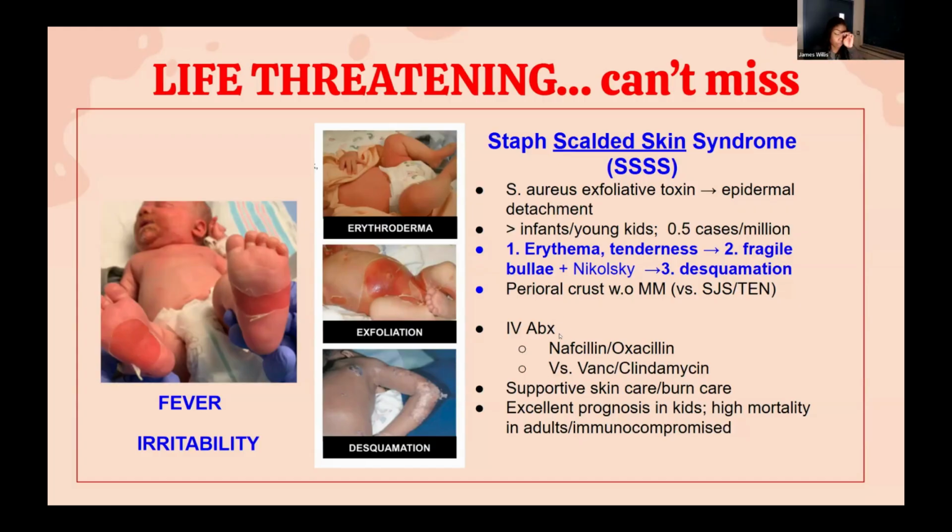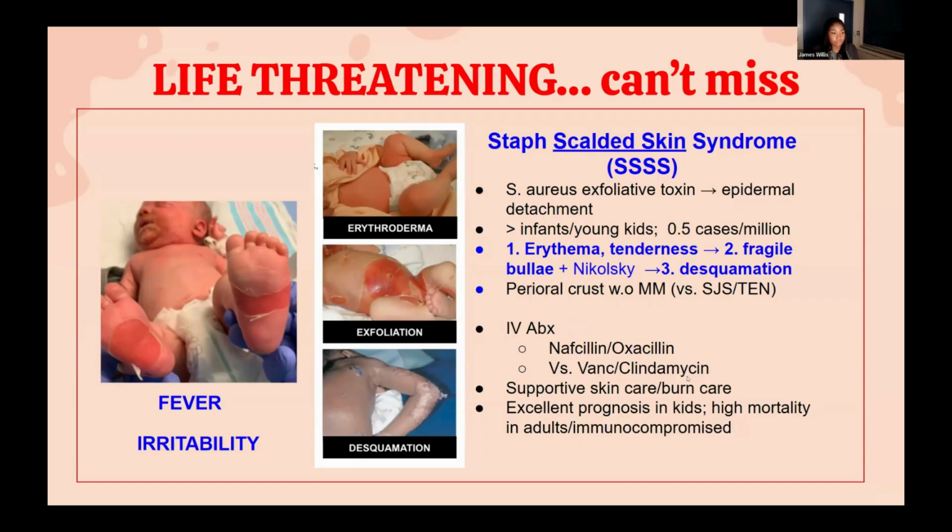The treatment, just to mention, you can have this perioral crust without involvement of the mucous membranes. And this is in comparison to SJS and TEN, which we'll talk about later, that involves the mucous membrane. This one does not. For IV antibiotics, you have nafcillin, oxacillin covers for MSSA, and then Vanc and Clinda will cover for MRSA if you feel like there's a concern for that.